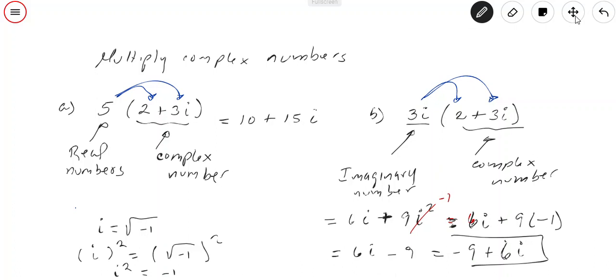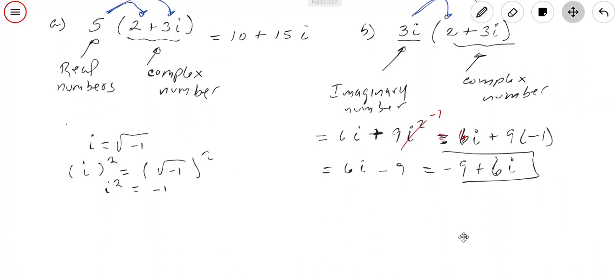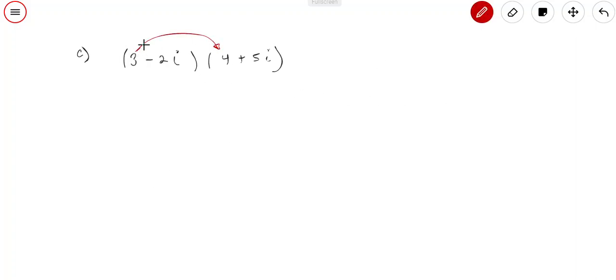Now, let us see the multiplication of two complex numbers. So imagine that I have 3 minus 2i times 4 plus 5i. How do you multiply these? You FOIL. You multiply first times first, outer times outer, inner times inner, last times last, right?